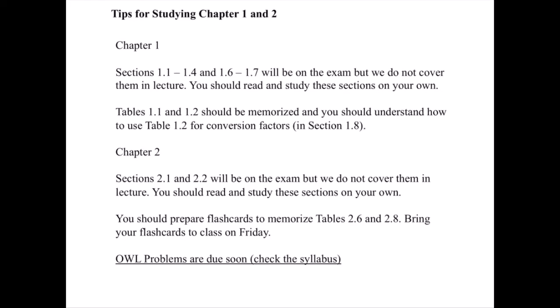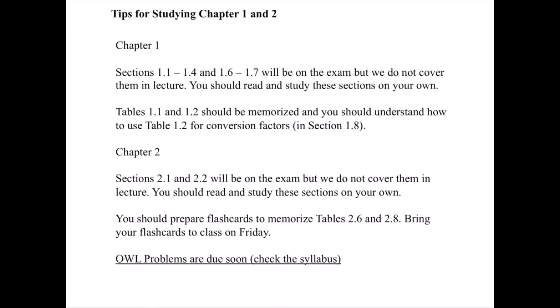Tables 1.1 and 1.2 should be memorized. These are the SI units, grams, liters, things like that, and also the orders of magnitude: kilo, mega, centi, deci. Those are the things you should memorize. As a little bit of a preview for chapter 2, we're going to talk about chapter 2 in a couple of lectures, but sections 2.1 and 2.2 again are something we don't cover, so you should start to read those in the textbook on your own and prepare them. They will be on the exam, but it's not something that we really cover in detail.